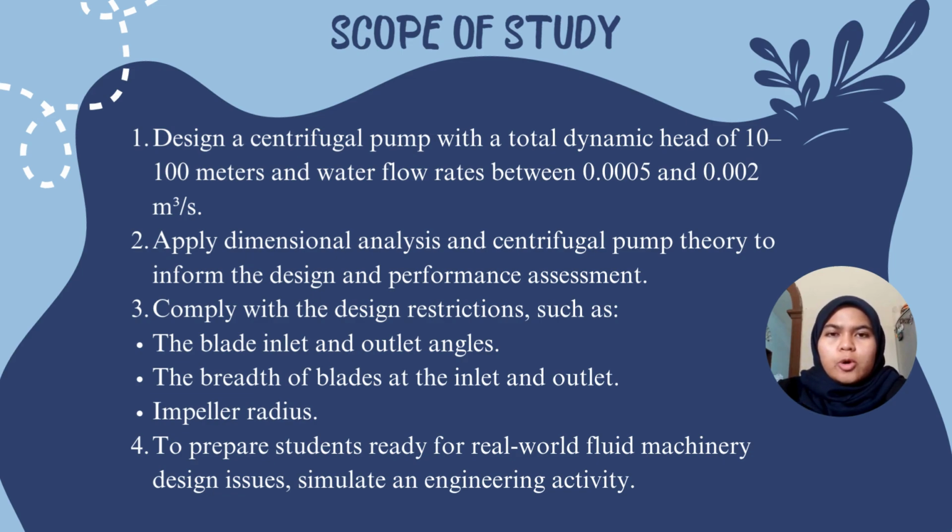For the scope of study, design a centrifugal pump with a total dynamic head of 10 to 100 meters and water flow rates between 0.0005 and 0.002 meter cube per second. Then, apply dimensional analysis and centrifugal pump theory to inform the design and performance assessment. Third, comply with the design restrictions such as the blade inlet and outlet angles, the breadth of the blade at the inlet and outlet, and impeller radius. Lastly, to prepare students for real-world fluid machinery design issues, simulating engineering activity.